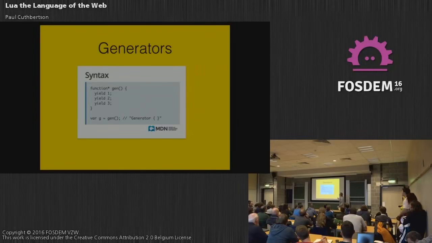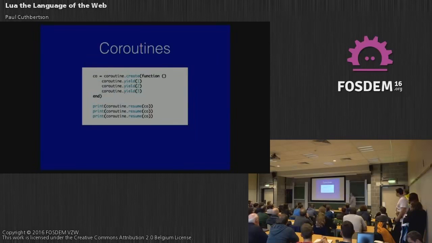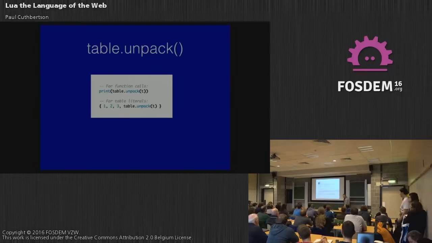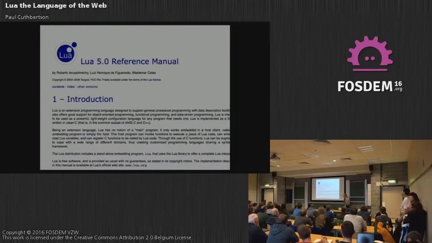And first of all, generators, obviously, it's cooperative multitasking. It's very similar to something we know already, which is coroutines. The syntax is very similar. There's the spread operator that takes an array and unpacks it into its individual parts, very much like table.unpack. But yeah, the difference: table.unpack was released with Lua 5.0 in 2003. So that's 13 years it's been in Lua, and it's only just got to the browser, but it's great.